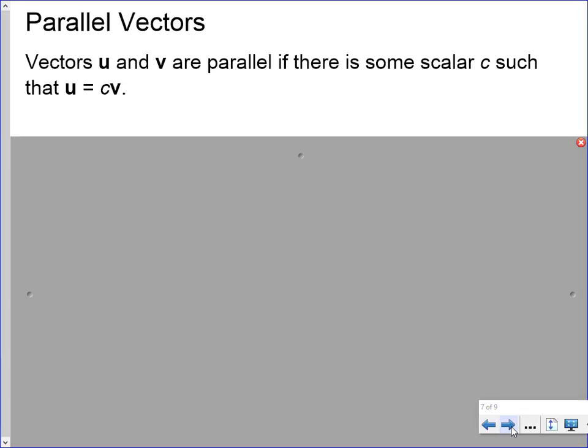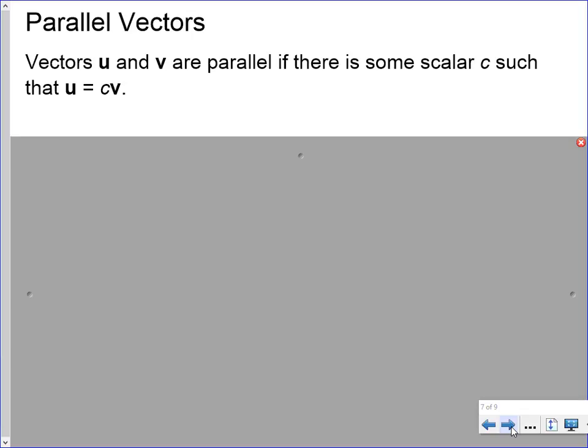It does not matter which way you write that. U is equal to c times v, v is equal to c times u. There's a scalar both ways. If I'm going to double something, then my scalar is 2, but in the other direction I'd be halving it, so my scalar would be 1/2. But either way, there's a scalar. So it doesn't matter which order it goes in. You never have to worry about what's u and what's v.